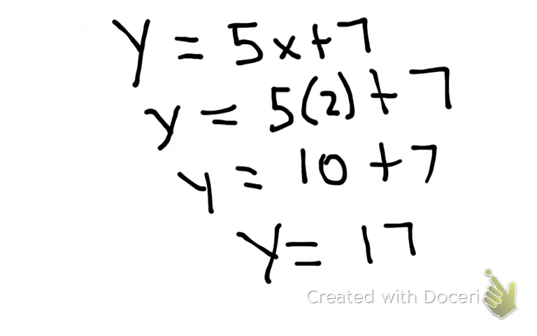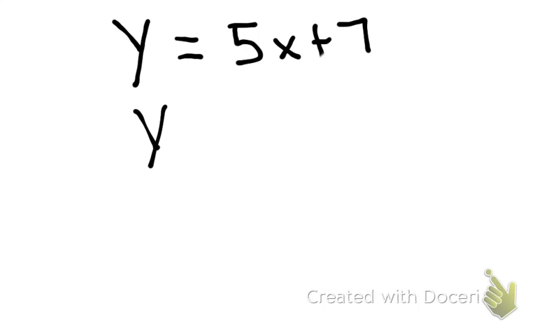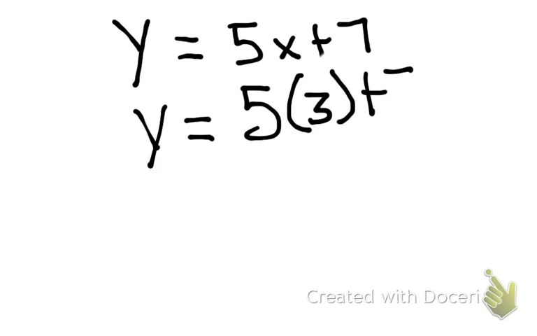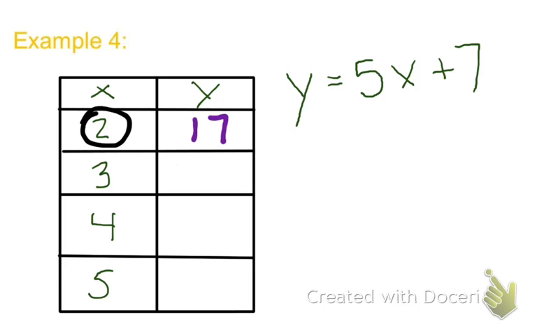So we have to plug in 3. Let me just erase. So it's going to be y equals 5 times 3 plus 7. Now it's not 2 anymore, it's 3. So 5 times 3 is 15 plus 7, and that equals y. 15 plus 7 equals 22. And that is what y equals. So the answer is 22 for 3.